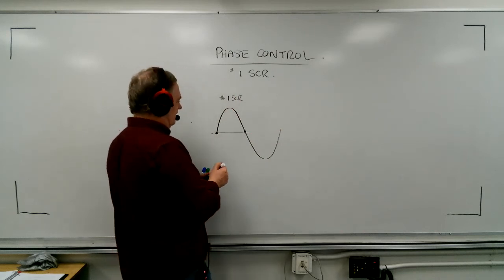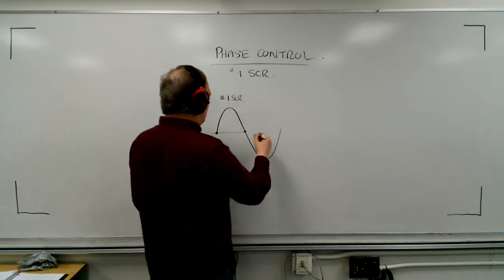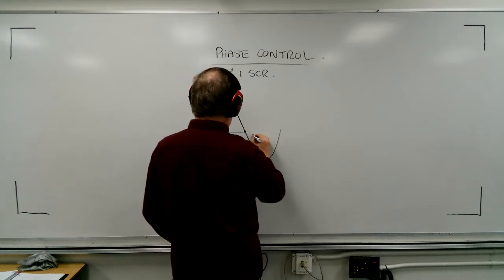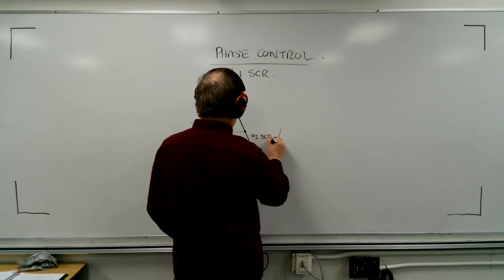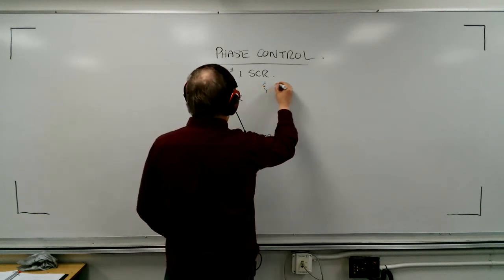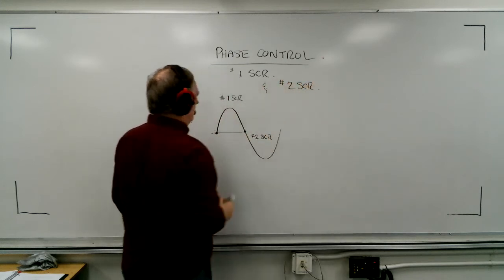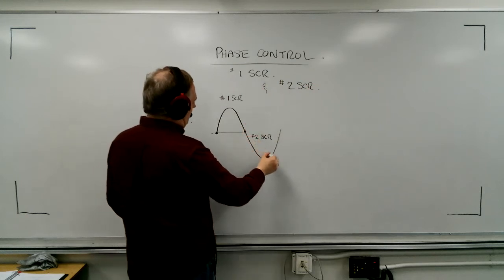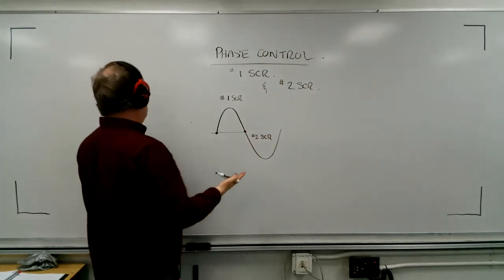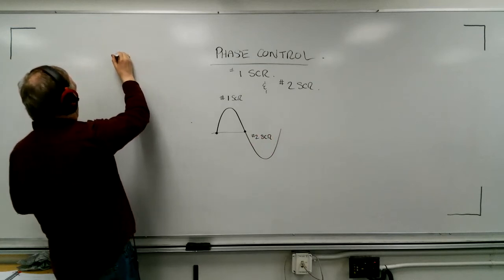And so, I started looking at it and they started saying, why don't we do this? Why don't we take a second SCR? So I'm going to call it the number 2 SCR. Okay, number 1 and number 2, so we need 2 of them. And we're going to hook this one up so that it can control this.